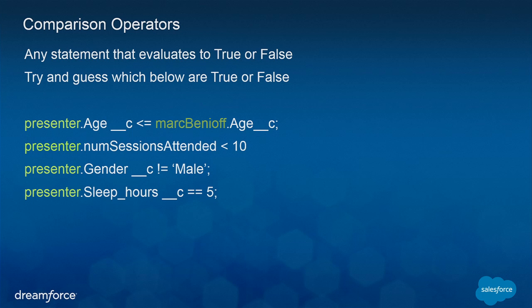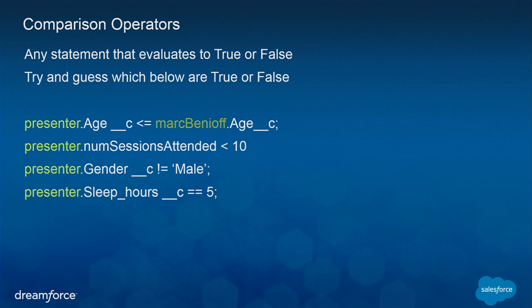When I was learning to code, the way that I kept those 2 separate in my brain, my tiny little brain, is that if I saw 2, I pronounced it to myself as is equal. And if I saw 1, I pronounced it to myself as equals. So if it said presenter.sleephours equals 5 with just 1 equal sign, then I'm setting the value. If it says presenter.sleephours is equal to 5, that's a comparison. So that's my own personal way of keeping those 2 separate so that I avoid mistakes.